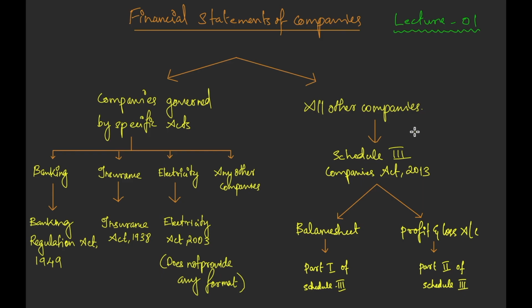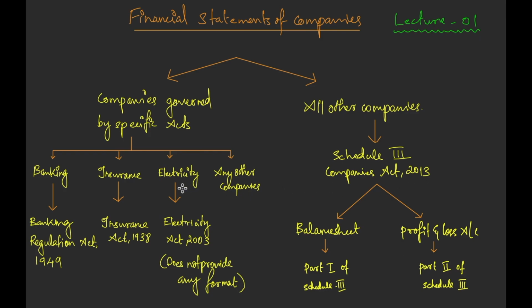So for all other companies, Schedule 3 of the Companies Act 2013 provides the format of balance sheet as well as the format of profit and loss account or statement of profit and loss. And this format of balance sheet is provided under Part 1 of Schedule 3 of the Companies Act 2013, and the format for profit and loss account is provided under Part 2 of Schedule 3 of the Companies Act 2013.